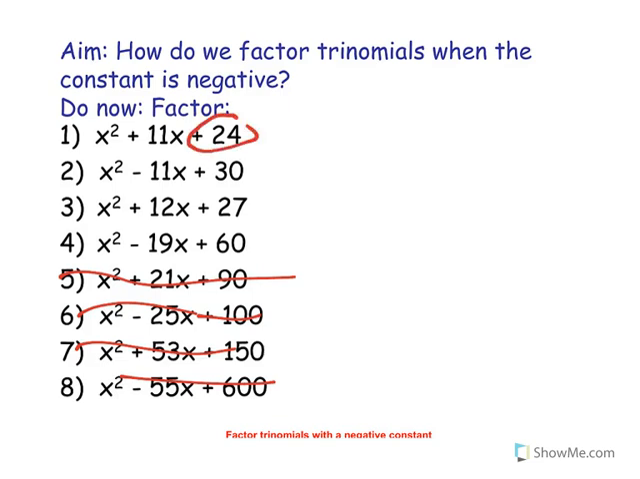So we said that we're using this number as our product and this number as our sum. So I'm looking for two numbers that multiply to give me 24 that also add up to 11. So those numbers should be positive 8 and positive 3.